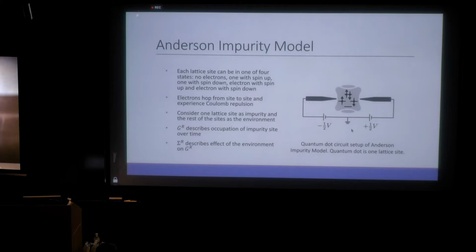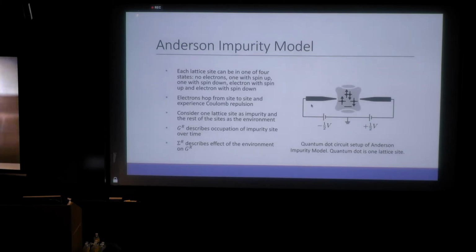On the right, we see a picture of an electron configuration of the Anderson impurity model. This specifically is a quantum dot setup where this quantum dot right here can be considered one lattice site. And we see here on this quantum dot, there are the 4 occupation states where we have no electrons, one spin up, one spin down, and then one spin up and one spin down. And then these leads connect this dot to other electrons so that these electrons can hop in and hop out.